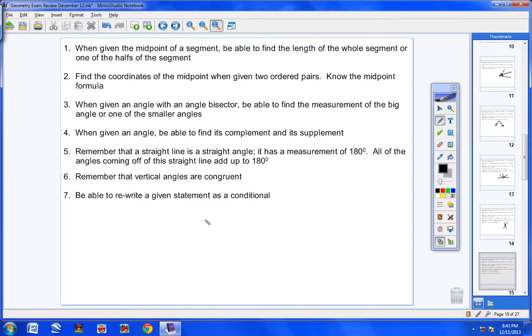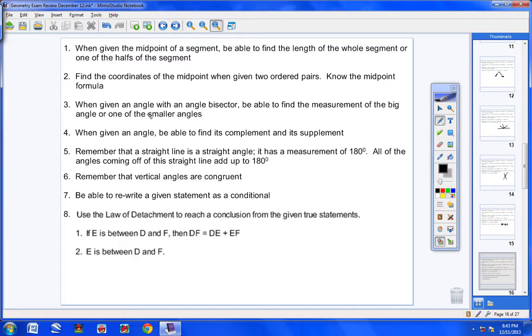Be able to rewrite a given statement as a conditional. Don't forget that a conditional statement is an if-then statement. I think the example we used yesterday was an apple a day keeps the doctor away, and we said if you eat an apple every day, then you will not have to see the doctor. That's called taking a statement and writing it in if-then form.